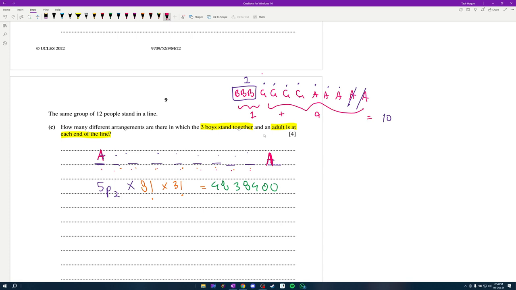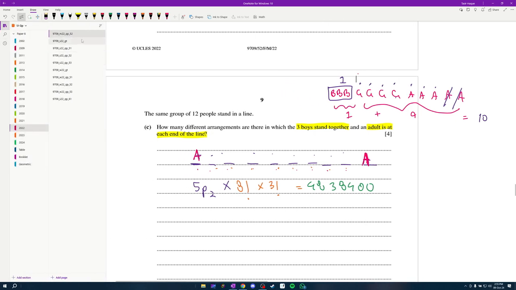So this was a pretty complicated sum. See if you guys get it. See if it makes sense. It is basically 5P2 because 2 out of 5 adults have to stand at the ends and they are unique, so their arrangement matters. And then 8 factorial for the units in the middle: the 3 boys as 1 unit, and the 3 remaining adults and 4 girls, that's 8 in total. And 3 factorial for the boys, they can be interchanged as well.